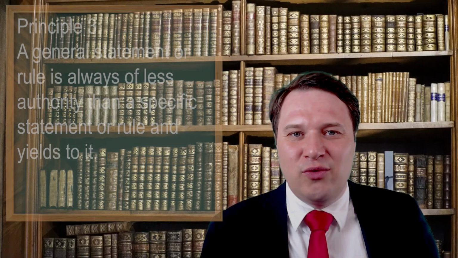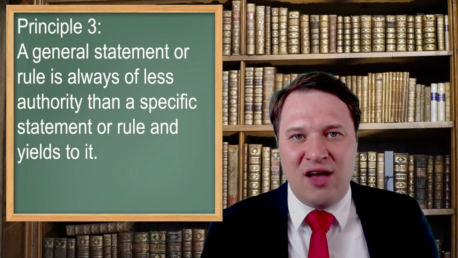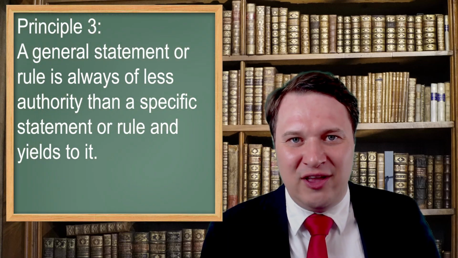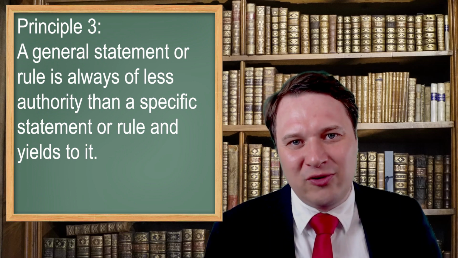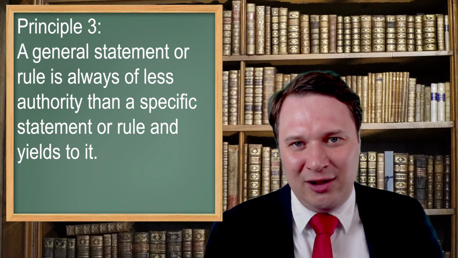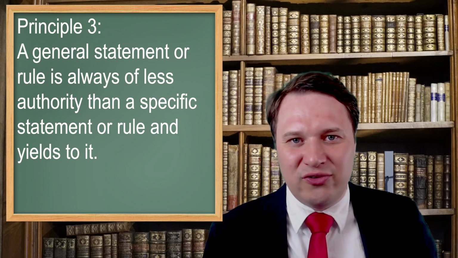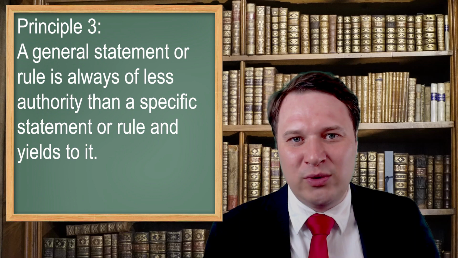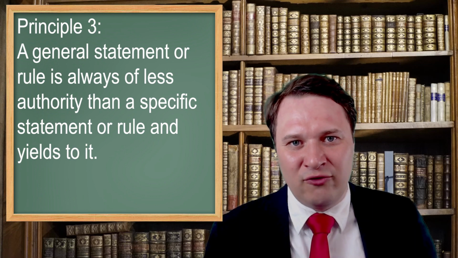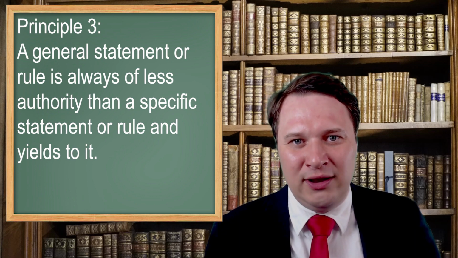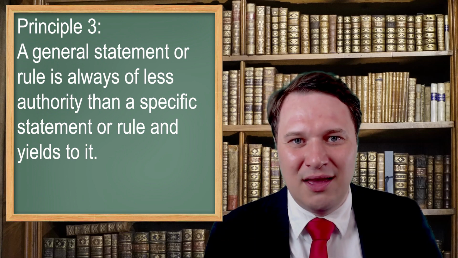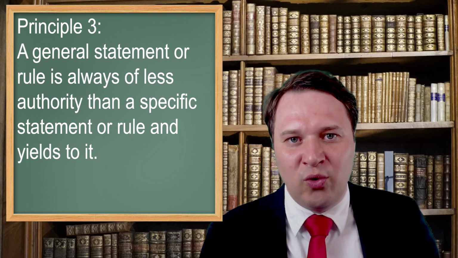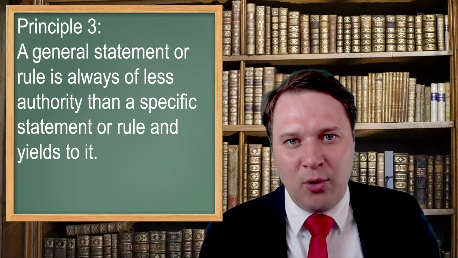The third principle of bylaw interpretation is that a general statement or rule is always of less authority than a specific statement or rule, and it yields to it. This is a really helpful principle because it makes writing bylaws a little bit easier. You can write general rules that will govern in most cases, and then when you need to, you can write a more specific rule for those one-time situations where you need to give somebody some special privilege or create an exception to something.